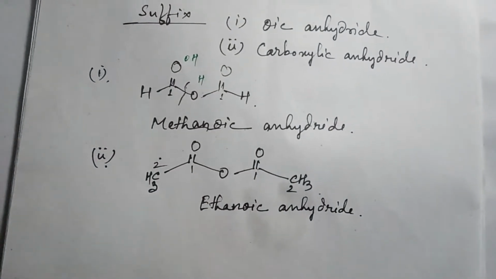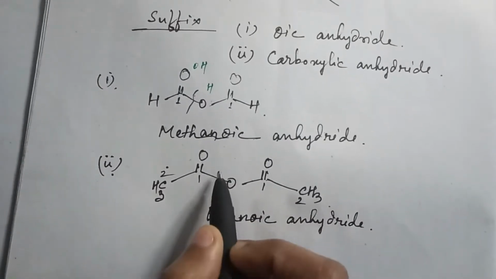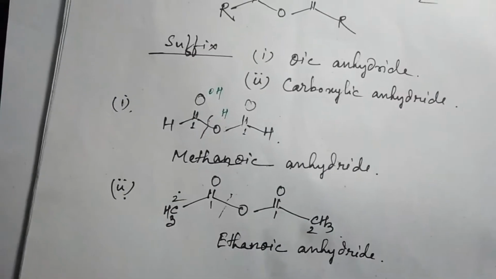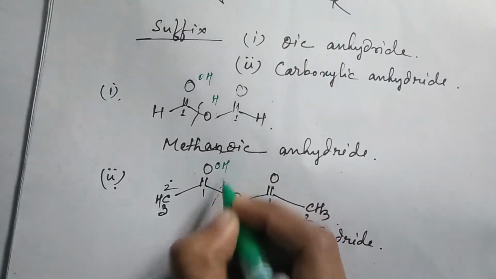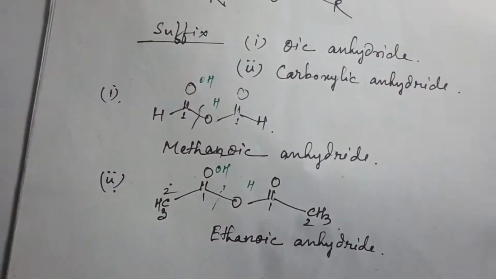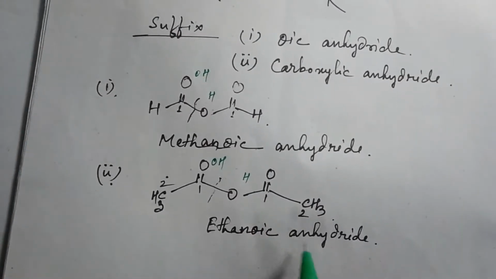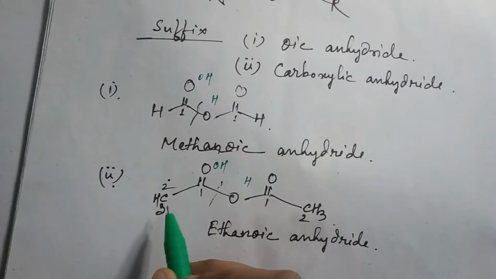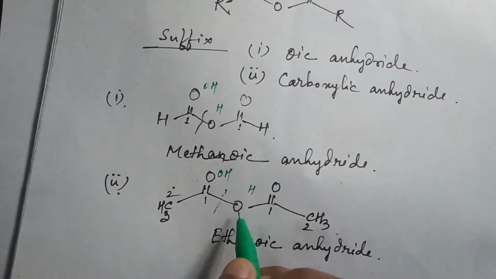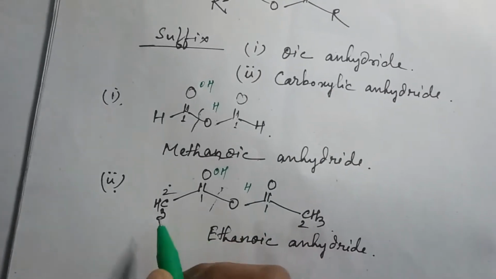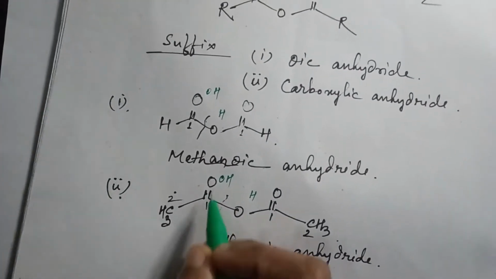Okay. Now, if you break this anhydride compound in this position, and if you add here one OH and here H, then you can find out the acid from where this ethanoic anhydride is coming. You just see CH3COOH. That is ethanoic acid. That means the ethanoic anhydride is coming from ethanoic acid.